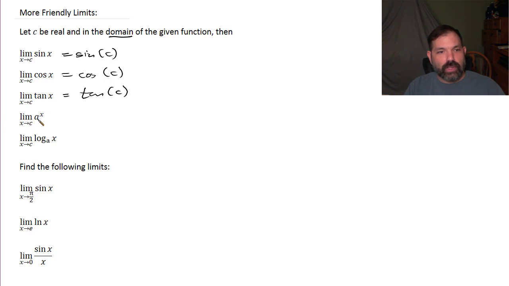If we have an exponential function, some base a to the x power, and we let x approach c, that's a to the c. If we have a logarithmic function, it's the log base a of c. All right, so all those functions you learned about in algebra and trigonometry behave nicely as long as we're on the domain of the function. So for example, let's take a look at these. If we wanted to find the limit with x approaching pi over 2 of sine x, well, the domain of the sine function is all reals, so we have no restrictions here. The limit as x approaches pi over 2 of sine x is sine of pi over 2. And if you remember something about the unit circle, the sine of pi over 2 is exactly 1.